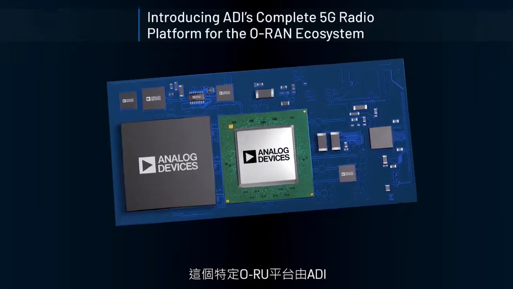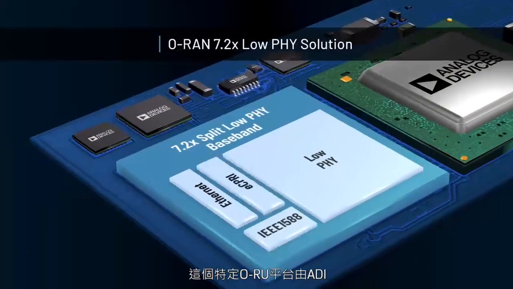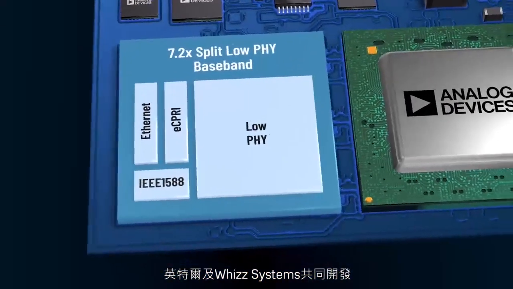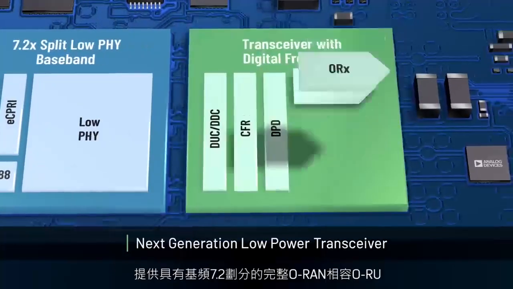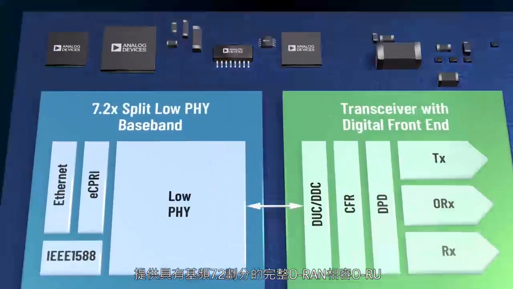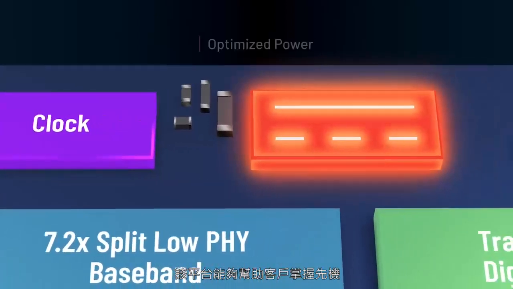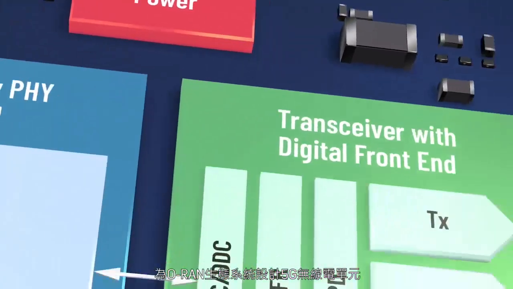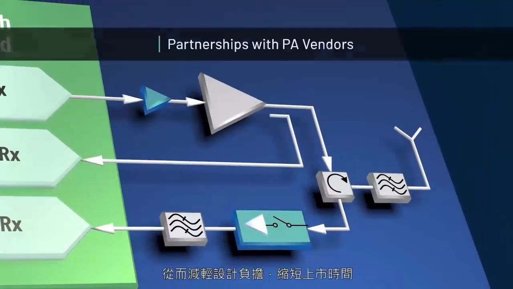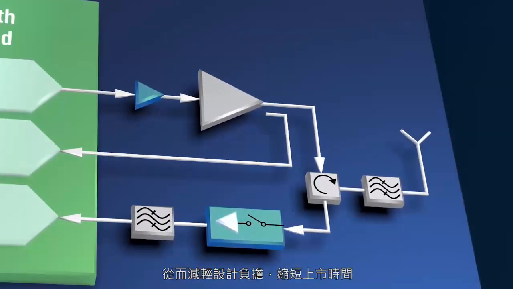This particular O-RU platform is a joint effort from Analog Devices, Intel, and Whizz Systems, which delivers a complete O-RAN compliant O-RU with 7.2 baseband split. The platform provides customers with a head start designing 5G radio units for the O-RAN ecosystem, easing the design burden and reducing time to market.